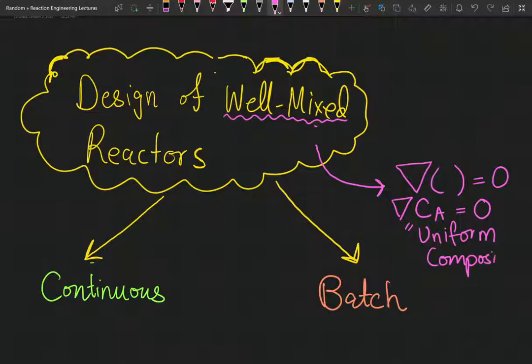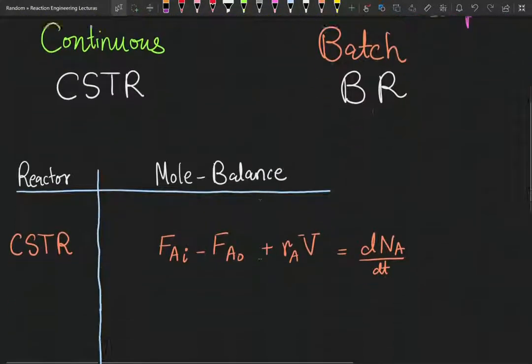Okay, and this can be achieved both in a continuous operation along with a batch operation. So for a continuous operation, you will have a CSTR, a continuously stirred tank reactor, and for a batch operation, you're going to have a batch reactor. Some textbooks call it BSTR, I believe, I'm not sure, but both of these reactors are stirred, and hence they're going to be well mixed. All right, let's move along, shall we?